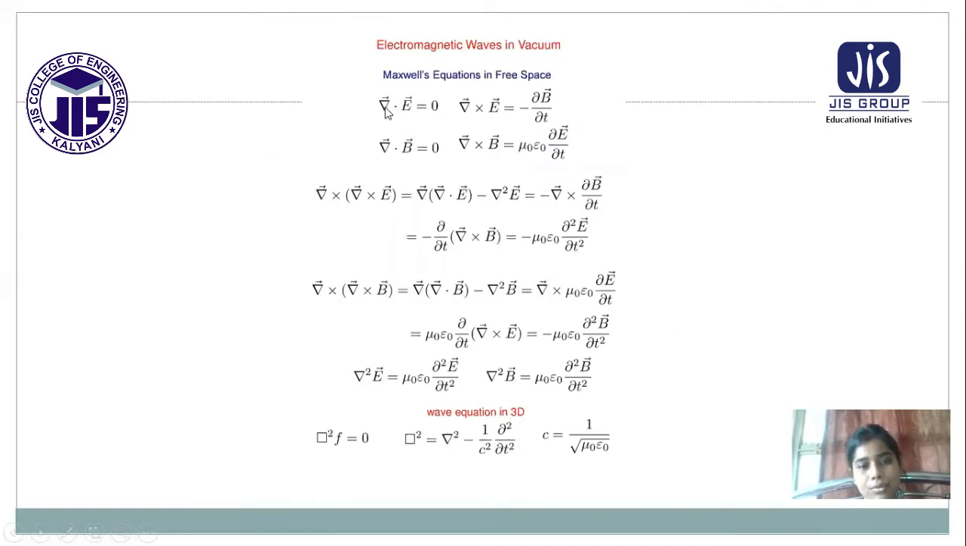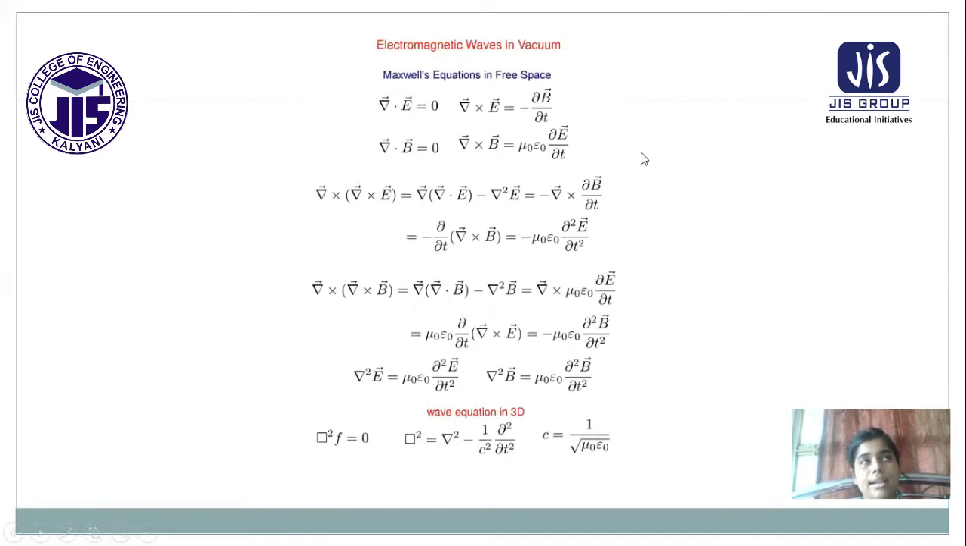Now again, in the same proof, just showing you electromagnetic waves in vacuum. Vacuum means obviously mu will be mu naught and epsilon will be epsilon naught. So nabla cross curl E equals nabla of nabla dot E minus nabla square E, and now nabla dot E is obviously 0. So that's why it equals minus nabla cross E equals minus del B by del t.